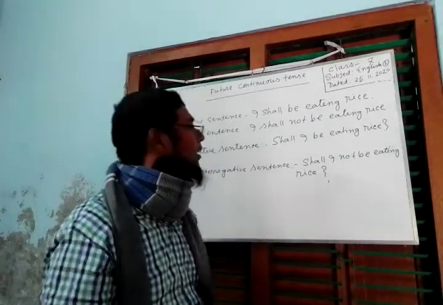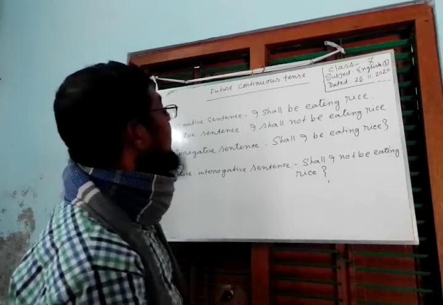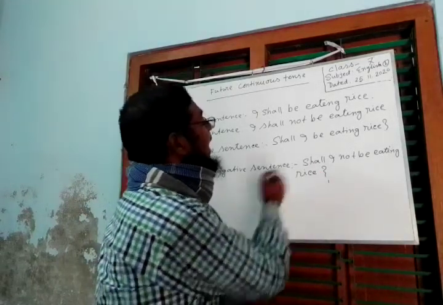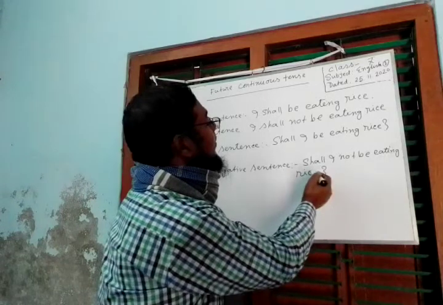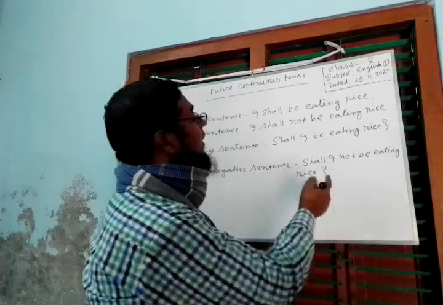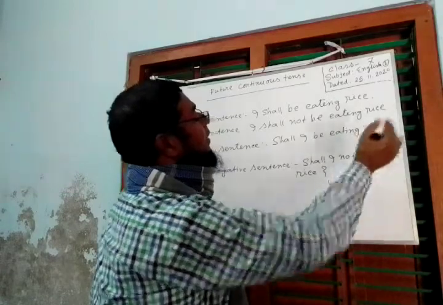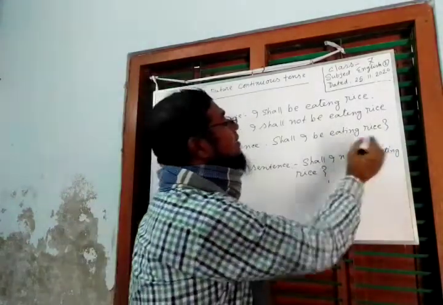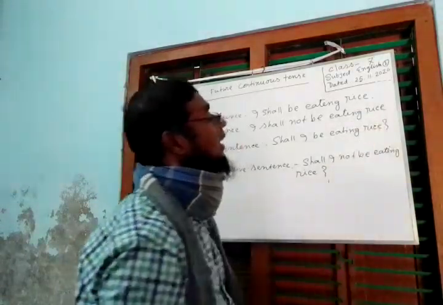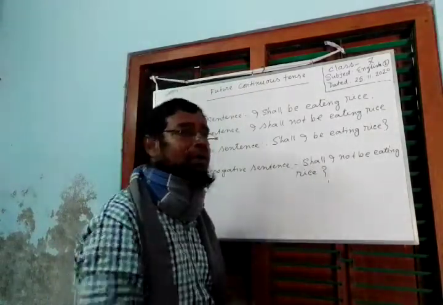So, when you write negative interrogative sentence, you will have to bring shall first, before the subject, as I have brought shall before the subject I. Next, after the subject you will write not, next you will write be, and next you will write the main verb, adding ing at the end of the verb. Next you will write object or extension.